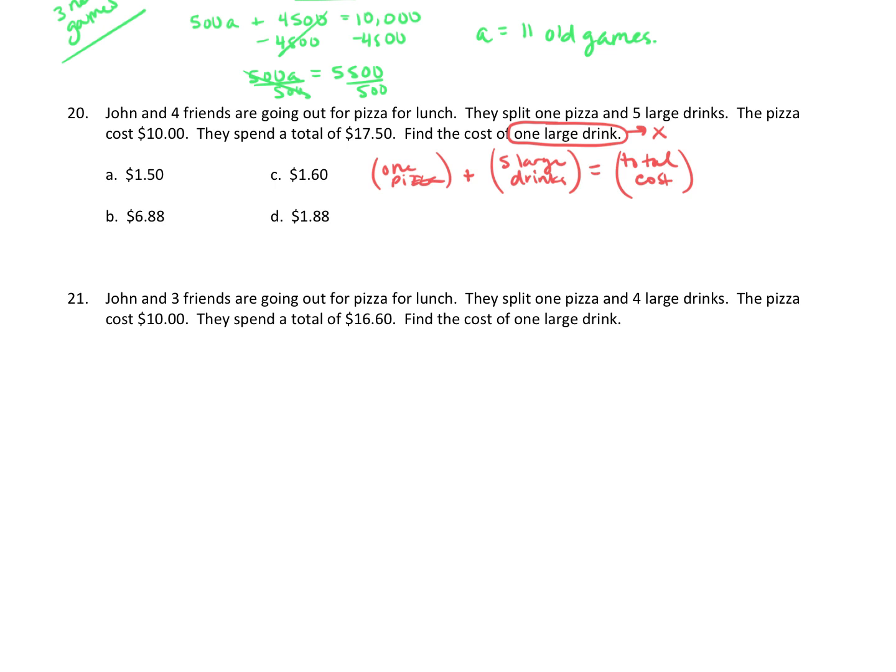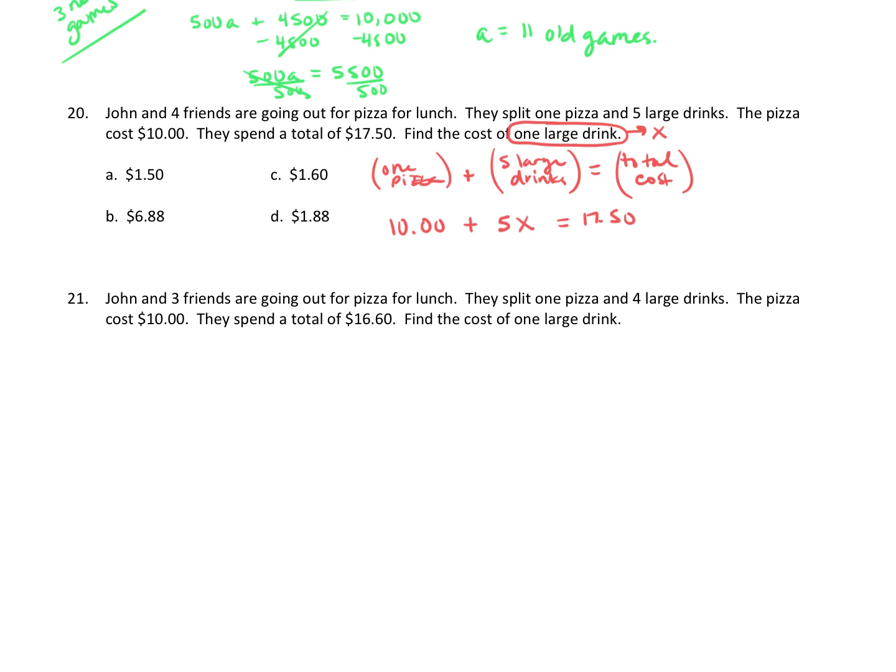So we know some of this. We know that the one pizza was $10. So let's plug in a $10 there. Plus, now the five large drinks, that's what we don't know, but we know that one large drink is going to be represented by X. So if we take X and multiply that by 5, that will be the cost of five large drinks. So 5 times X equals, and the total cost they told us was $17.50.